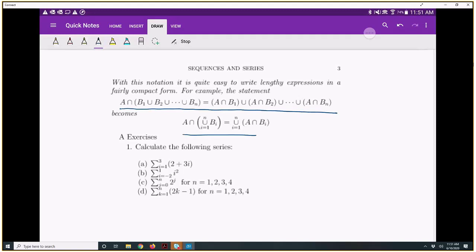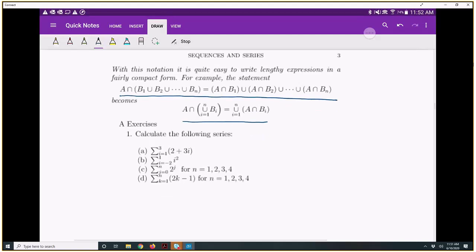This can be written more compactly here as the second line, which says that A intersected with this entire union, counting from 1 to n, of B sub i's, will be equal to the union of A intersected with each B sub i, counting from 1 to n. So we'll want to practice using this notation and get a little bit comfortable not only reading the notation and understanding what it means, but also being able to write such a notation on our own. Let's do some practice exercises.